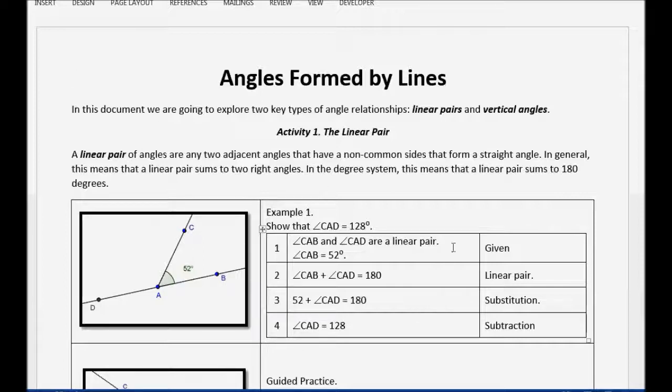Here we have an example of a linear pair, and this represents our basic linear pair calculation problem in which one angle is known and the other is unknown. So we set up a linear pair equation. This is the angle addition postulate. Actually, it's CAB plus CAD equals the straight angle DAB. We just don't write down the angle DAB. We know its measure is 180. We substitute and subtract to find out that angle CAD is equal to 128 degrees.